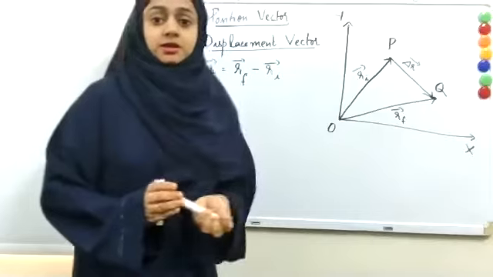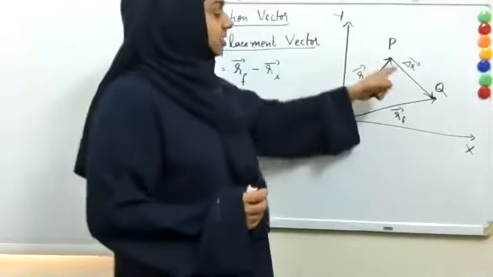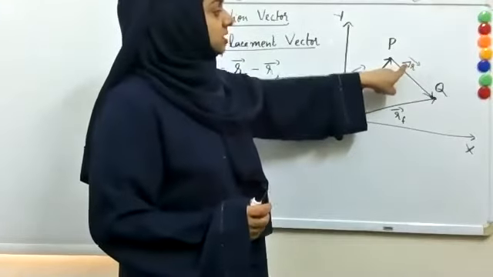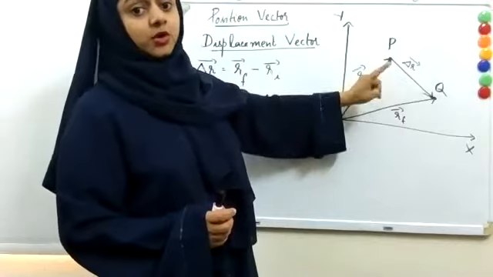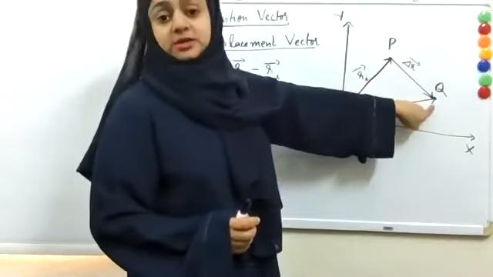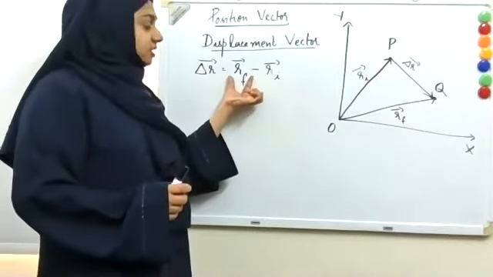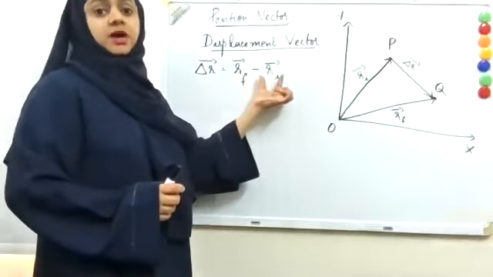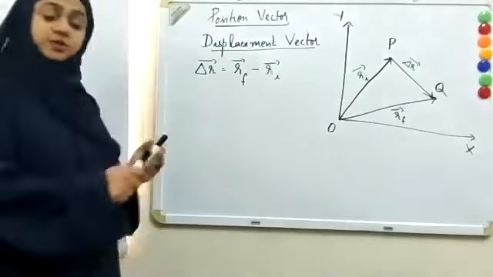So this concept of displacement should be clear to you. Always it should be taken as the final position minus initial position, and it is usually represented as a vector delta R starting from the initial point and ending at the final point. And when you do calculations, you have to take the final position vector first minus the initial position. Is this clear to you, what is meant by displacement vector?